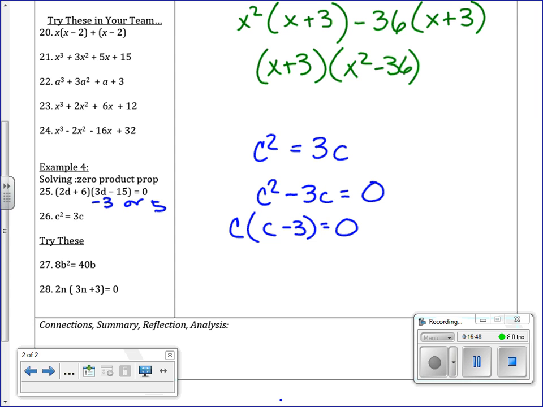So I have one of two things. Either c equals 0 or c minus 3 equals 0. So my one zero for this problem will be 0. My other one would be c equals positive 3. The zeros are 0 or 3. Okay, go ahead and try and do 27 and 28 on your own, and good luck.